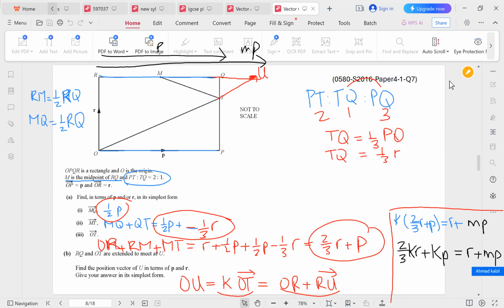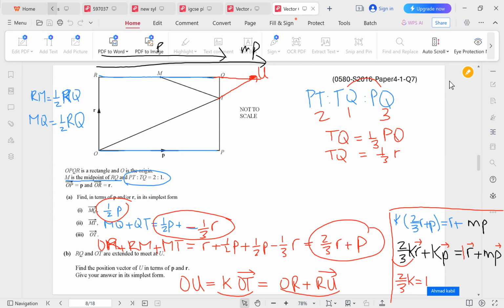Now, I want you to differentiate between constants and vectors. So this R and this P, these are vectors. And then K and M, these are constants. So we have two equations here that we can equate to each other. For the R, we have a separate equation. Here we have 2 over 3K. Here we don't have anything, so we just assume that this is 1. So we can say that 2 over 3K equals 1.